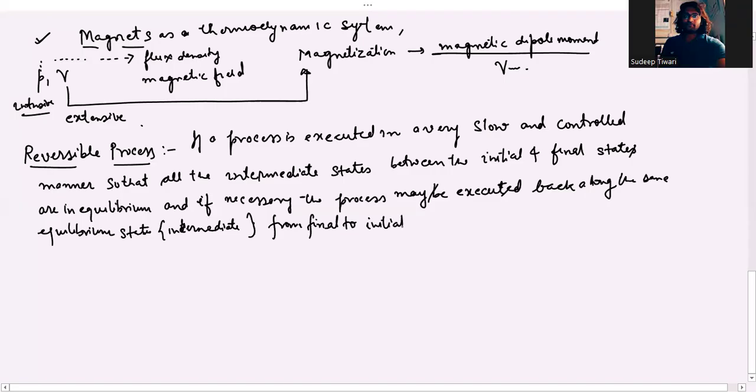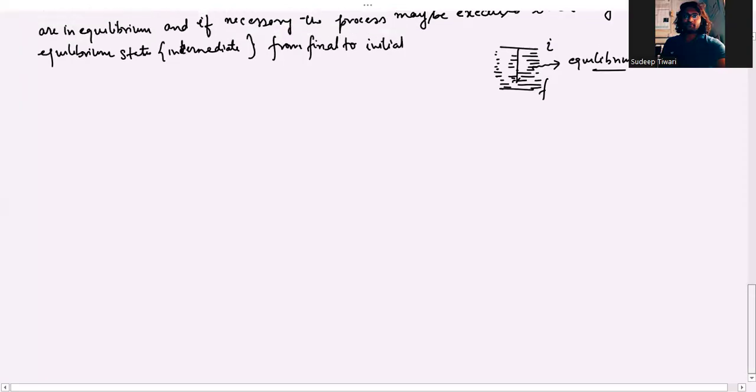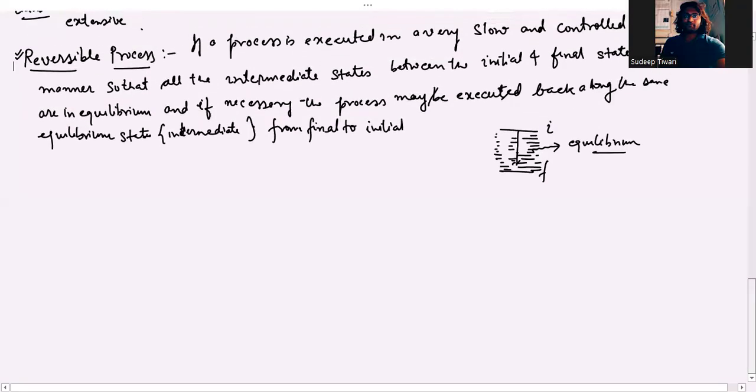Okay, so if a process is such that you can go from initial state to a final state, and all the states in between, I'm talking of all the states in between, they are in equilibrium. All the intermediate states are in equilibrium. Only then we can say that the system is executing a reversible process. Otherwise the process is called an irreversible process. One has to understand that the condition for reversibility is that each state which occurs between the initial and final must be at equilibrium. Otherwise, if this condition is not satisfied, then the system is said to be in an irreversible process.